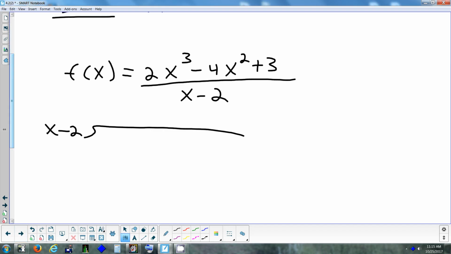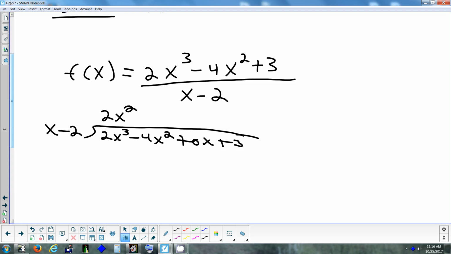Now when I put what's under that symbol, what do I have to be careful about before I just start writing it down? You have to remember to put the things that are missing, like the x's. Yeah, I've got to put in any zeros for anything I'm missing. So it's 2x cubed minus 4x squared plus 0x plus 3. Tyler, what's 2x cubed divided by x? 2x squared. Yep, 2x squared.